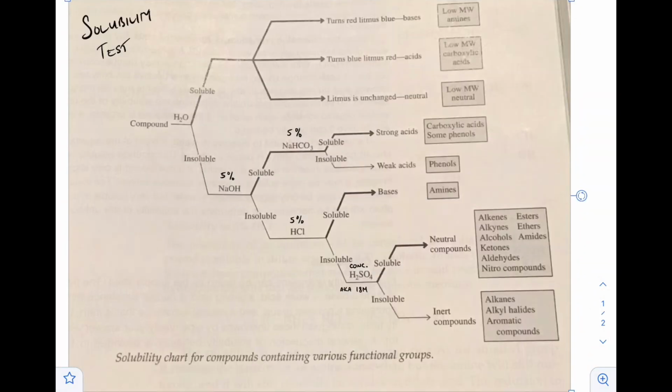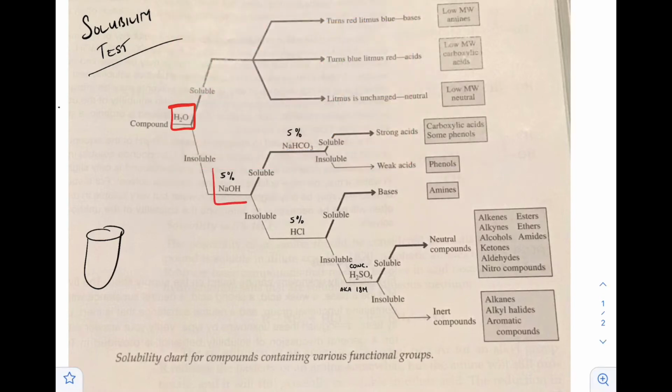Okay, so we will be using this as one of our first steps to help identify unknown organic compounds. Essentially, you're going to have a test tube and an unknown sample. This unknown sample could be a liquid or a solid, and you're going to test it in a variety of solvents. So you're going to test it in water, 5% sodium hydroxide, sodium bicarbonate, HCl, or concentrated sulfuric acid.